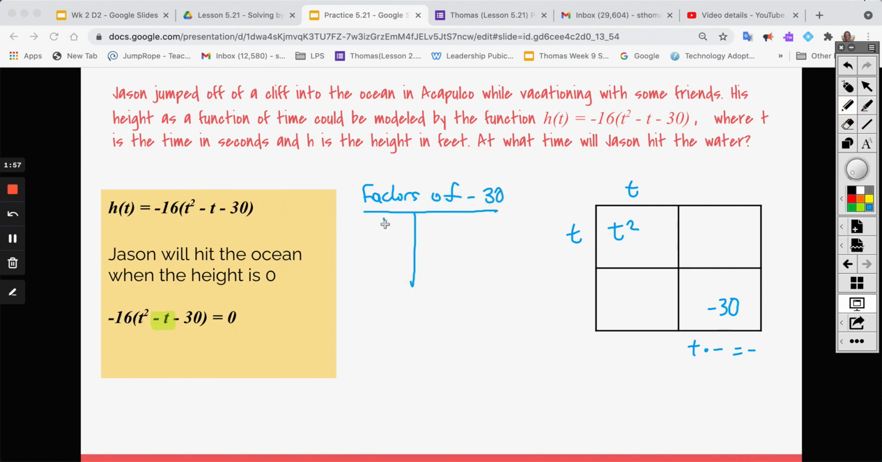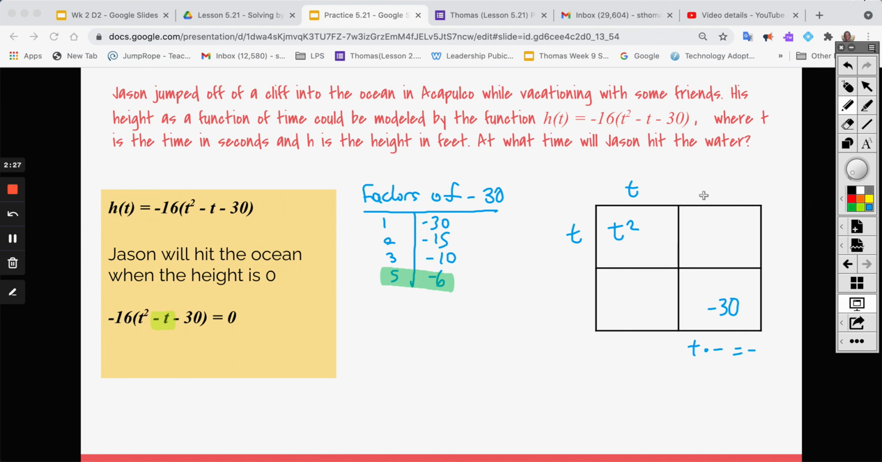So we could go 1 and negative 30. We could go 2 and negative 15. We could go 3 and negative 10. We could go 5 and negative 6. And I think those are the pairs. Which pair gives us a negative 1 when we add these pairs of numbers together? That's definitely 5 and negative 6. So we're going to use that to determine what the factored form of the equation is.